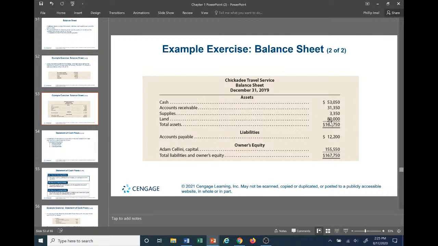So we see total assets, $167,750. Total liabilities and owner's equity, $167,750. Because remember, we have to be in balance. The equation must balance or something's wrong.